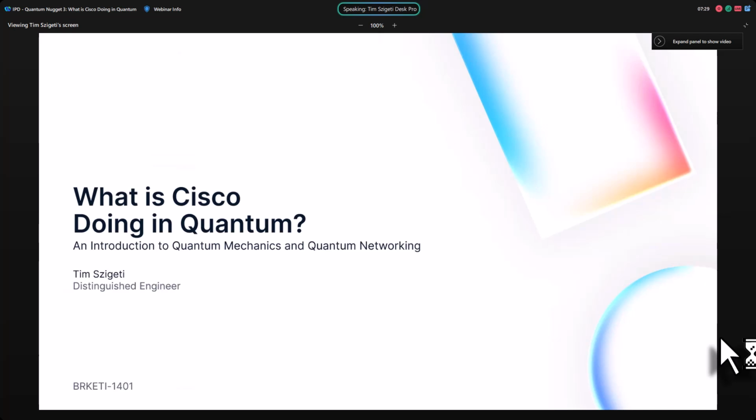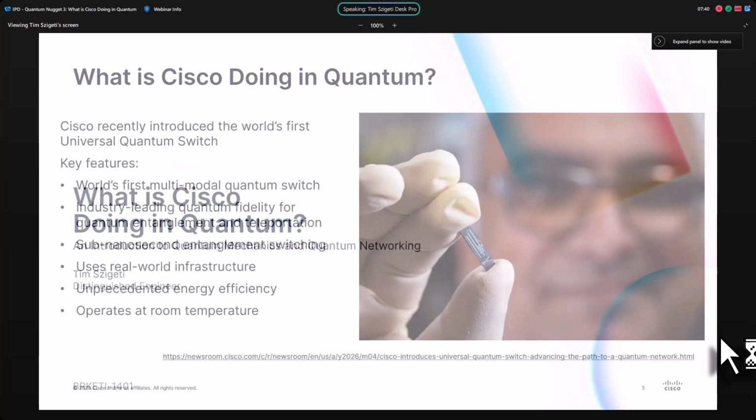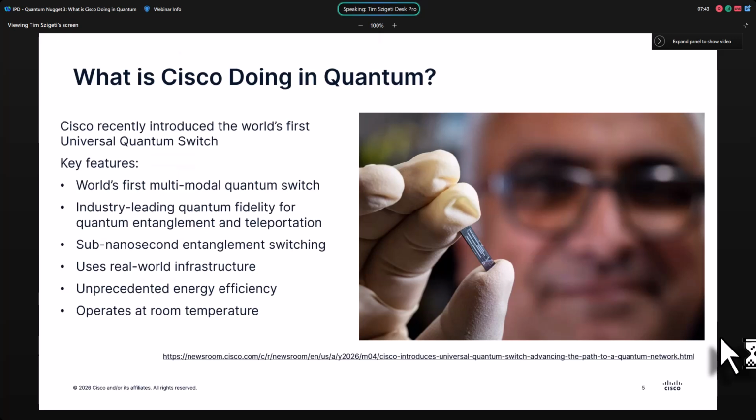So the overall goal of this session is to showcase what we're doing in quantum, and I can show you what we're doing in just one slide. In fact, why don't I do that? What are we doing? Well, perhaps you caught our latest announcement. This went out just a few weeks ago. We built the world's first universal quantum switch. Some key elements of this switch: it's multimodal, it's high fidelity, with entanglement, teleportation, and entanglement switching. I can throw all that at you, but does it mean anything? What does it all add up to and amount to?